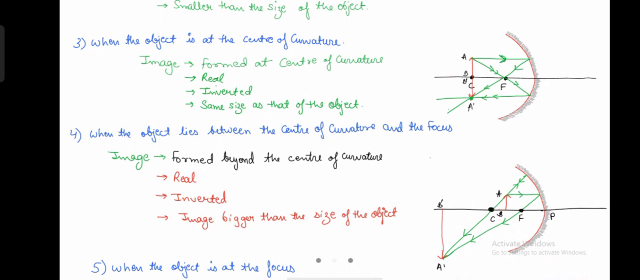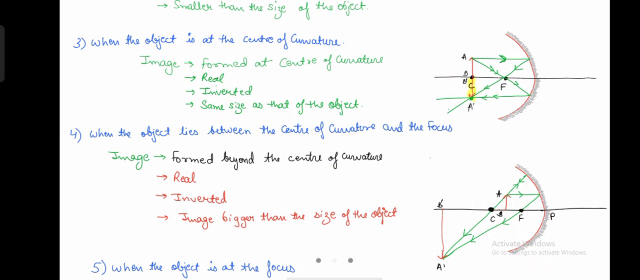In this case, what are the properties? The image is formed at the center of curvature. See, the object was also at the center of curvature and the image is also at the center of curvature. This is again a real image. Why real? Because again it is formed on the same side as that of the object. Then it is inverted. You can see this is an inverted image.